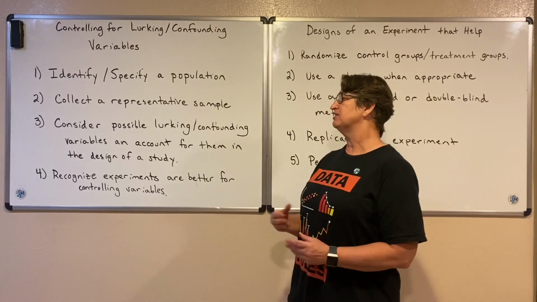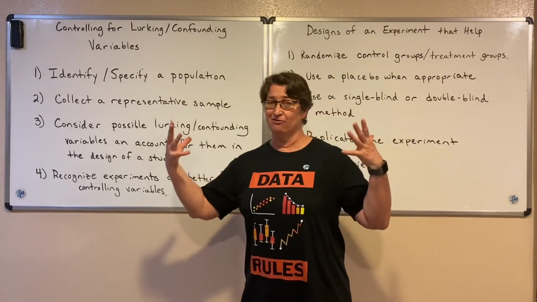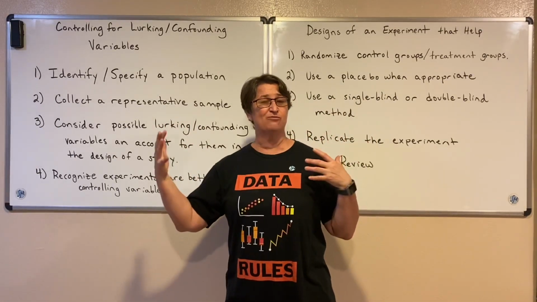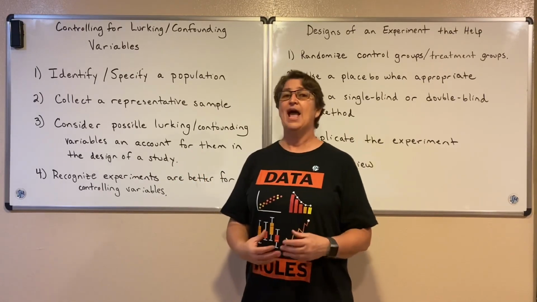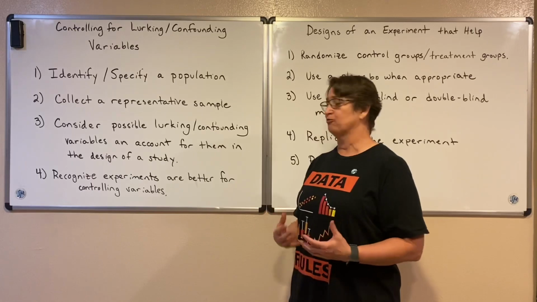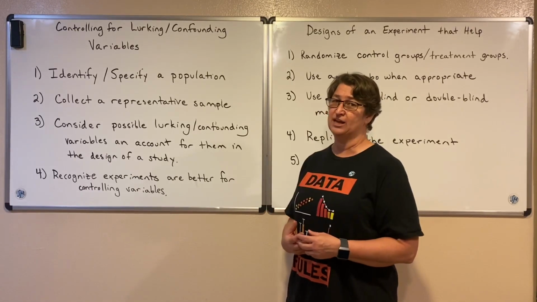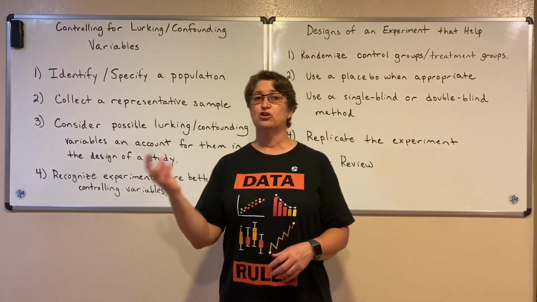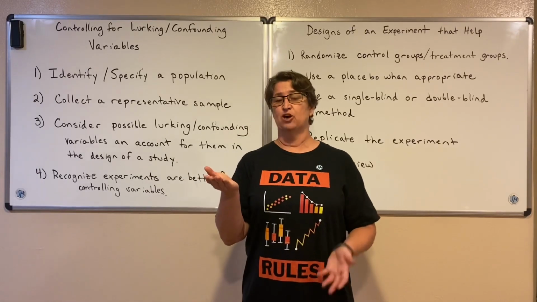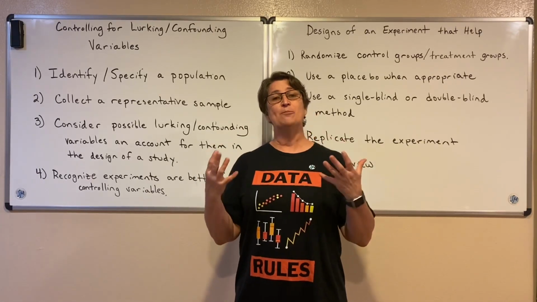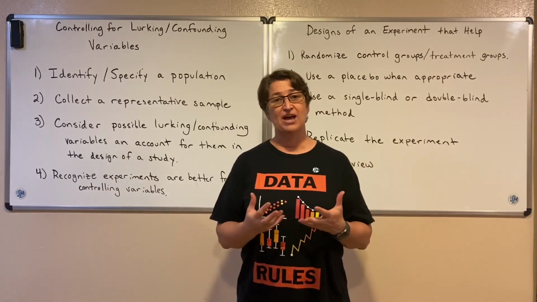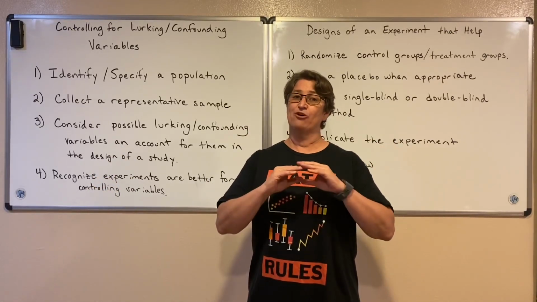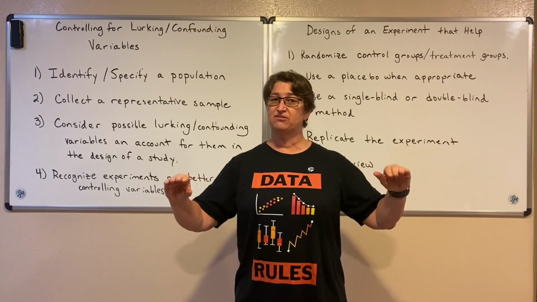Then we need to consider outside variables. What are some confounding or lurking variables that might be out there? And then help to account for them when we're designing our study. For instance, we looked at ice cream sales and drownings. Well, we need to make sure that we eliminate that weather. So when we're designing our study, our weather across the board should all be the same.